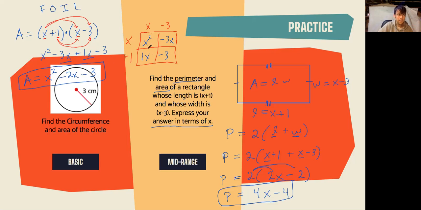Notice filling out this box, I'm multiplying x times x to get x squared, and then x times minus 3 to get that, x times 1 to get this. It's the same thing, just a different visual way to see what things get multiplied together. I like the box, I think it's great, but you don't have to do it this way. You can also do it the other way. So again, this is my area. It's an algebraic expression. There's nothing more I can do with it. That's really all I had to do there.